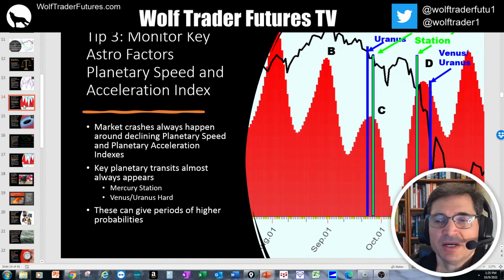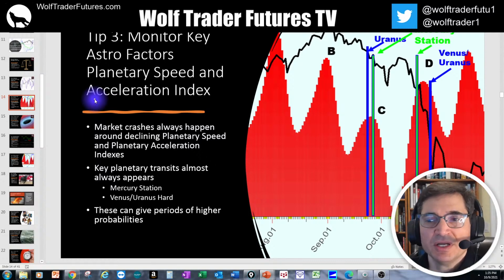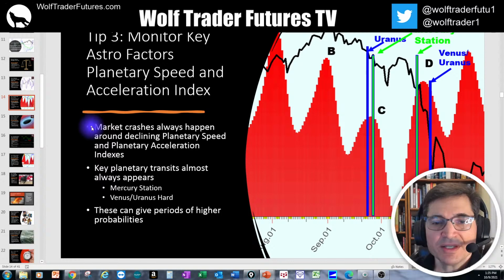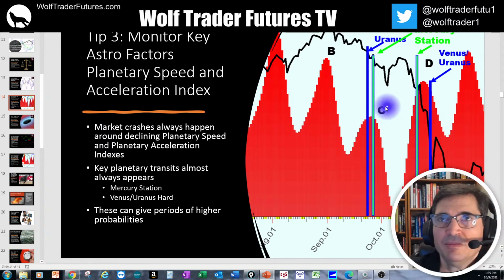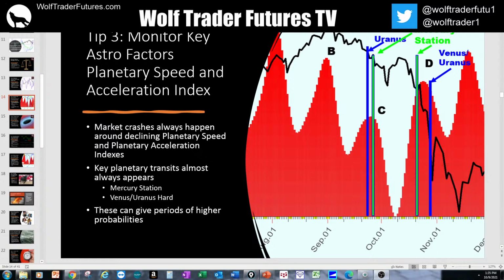Tip number 3, monitor key astro factors and the planetary speed and acceleration index. We talked about this for the last 2 weeks about market crashes and scenarios. Market crashes always happen around a declining planetary speed index and usually around a planetary acceleration index when you get a really bad decline. So this red line over here is the planetary speed index. Again, we spoke about this last week, but this is really present in all market crash situations. So it's important to follow this because it increases the odds that you're going to see a market crash type of activity.